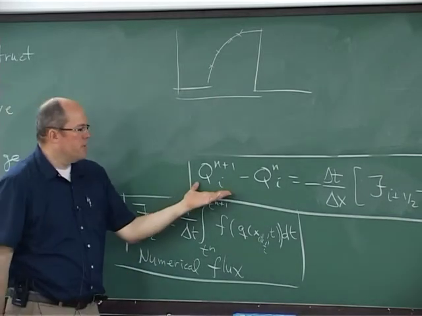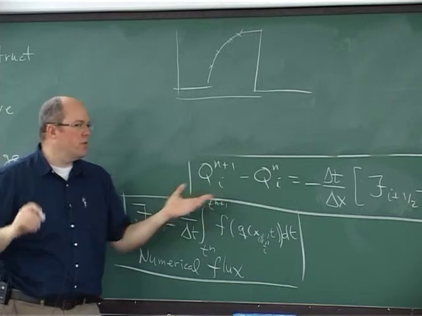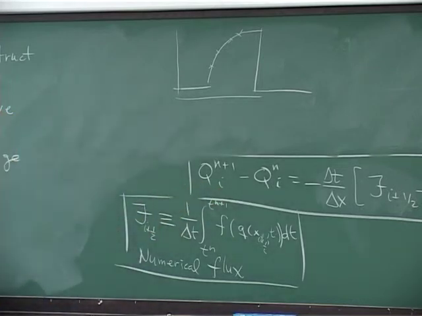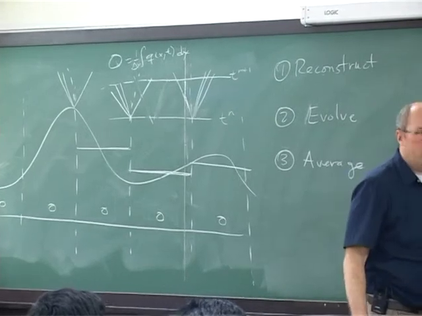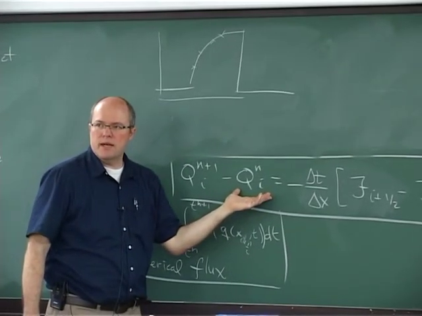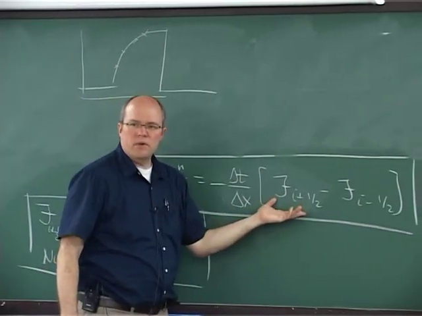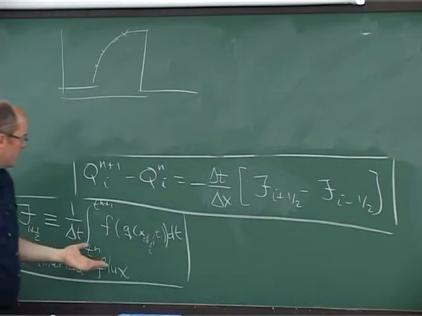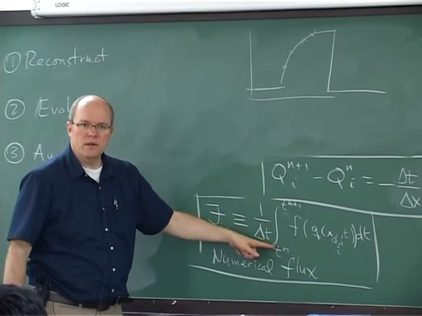If you remember, this was the average value of Q at the advanced time. That's what Godunov was looking for, right? He was looking for the average values of these cells at the next time. That's written right here. This is the average value of those cells at the initial time. What are these? These were my numerical flux functions that I defined in terms of integrals in time.